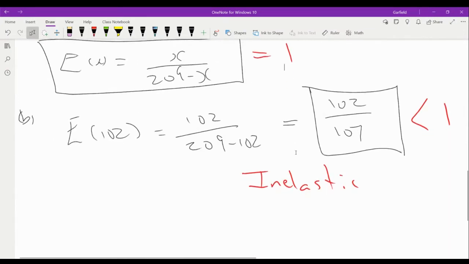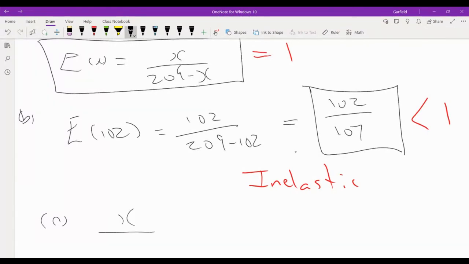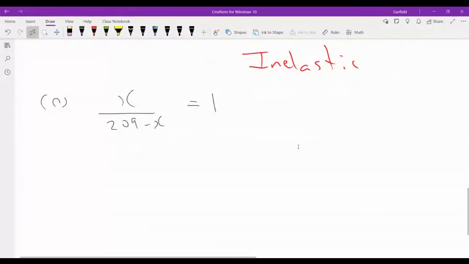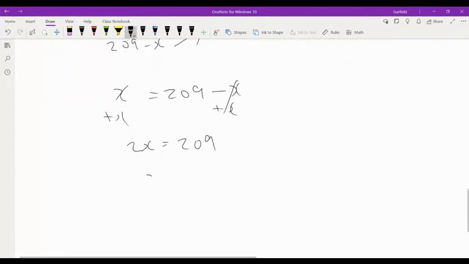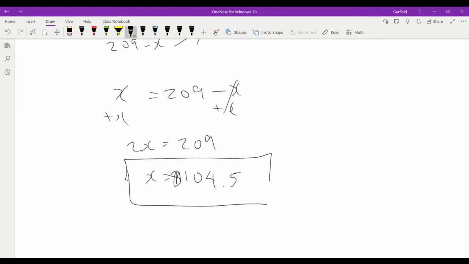So we're going to do part C: x over 209 minus x is equal to 1. Now we can cross multiply here. So this becomes x is equal to 209 minus x. Then we can add x to both sides. So 2x is equal to 209. So x is equal to 104.5. So when the price is $104.50, that's what they're going to have to sell the product for. That's when they're going to make their maximum revenue.